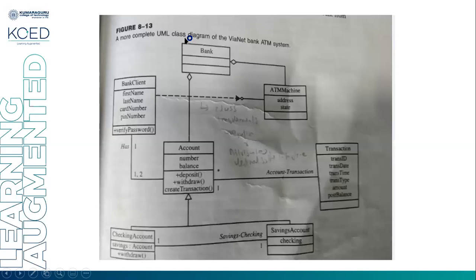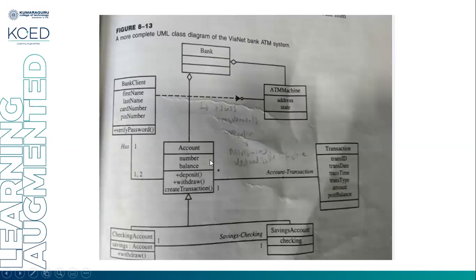The final, more complete UML class diagram for the ATM bank system is given here. The classes are there. The bank client contains an account, and the ATM machine is part of the bank system. The ATM machine has the attributes address and state. The bank client has the attributes first name, last name, card, and PIN number, and the method verify password, which is a public method of the bank client. The bank client accesses the ATM machine with the help of the interface, and one bank client should have one or two accounts.